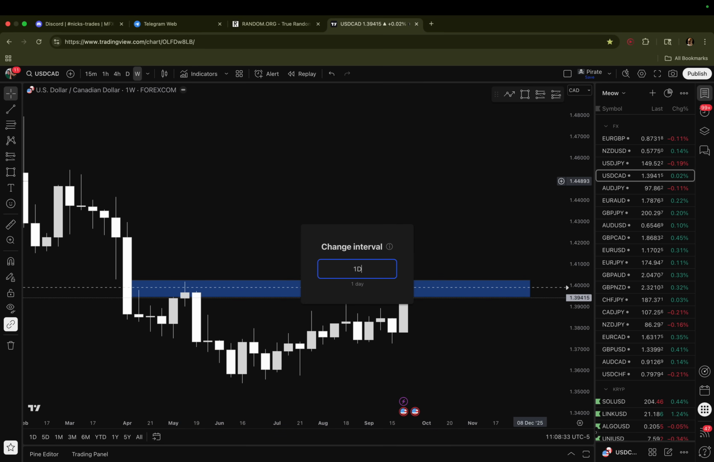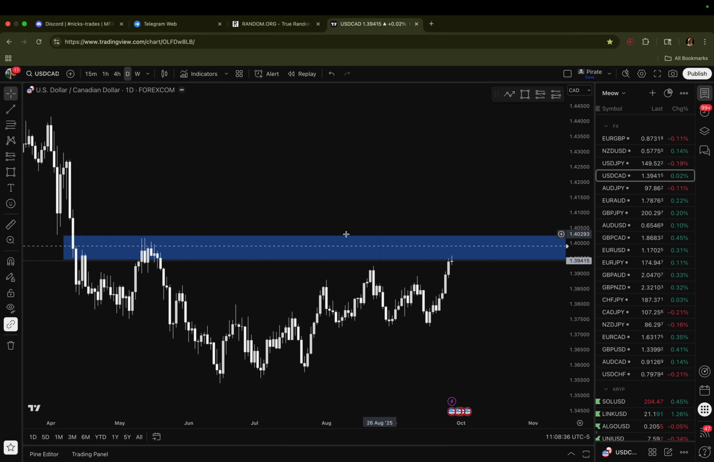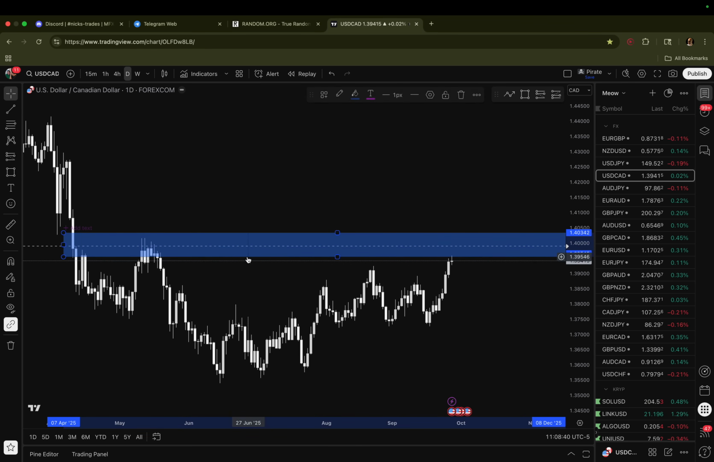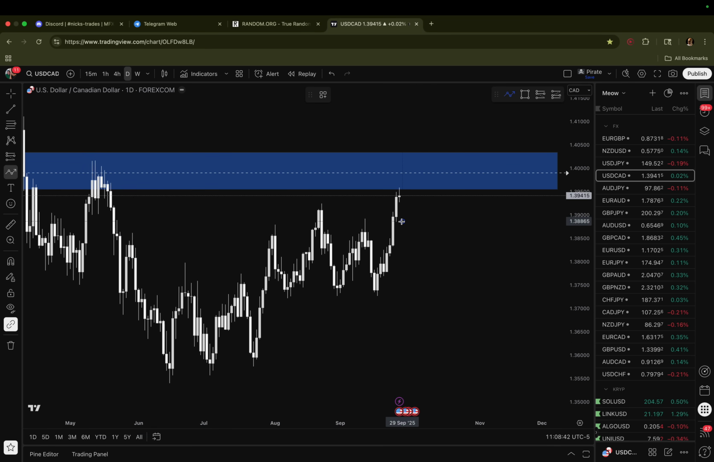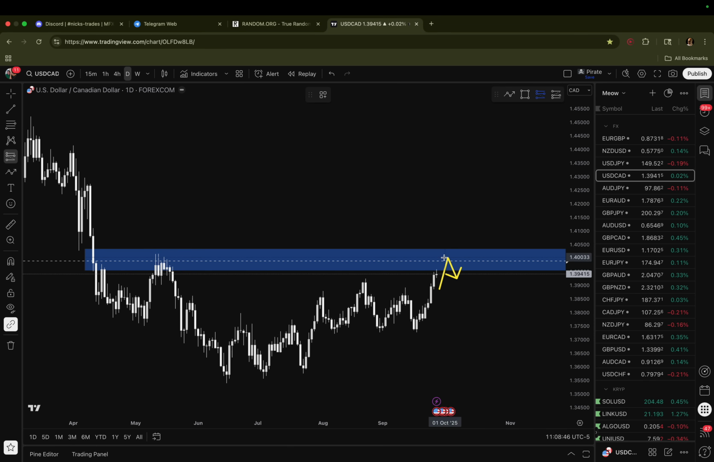We don't even need this. We need the daily. That's all we really need. If price comes up here into this resistance zone, then I'm going to sell. It's going to come up here, I mean, I don't know if it will, but if it does come up there, then I'm going to wait till it gets there.